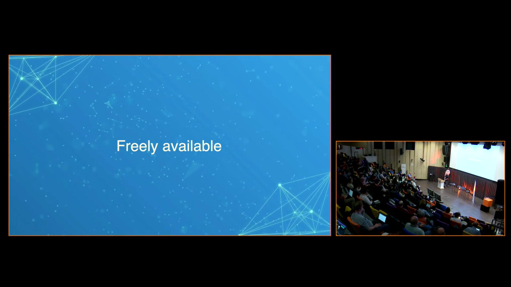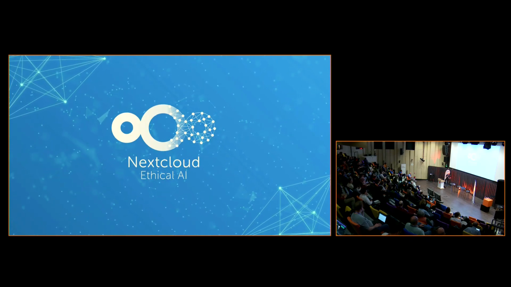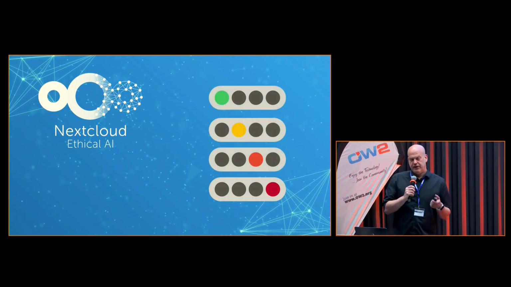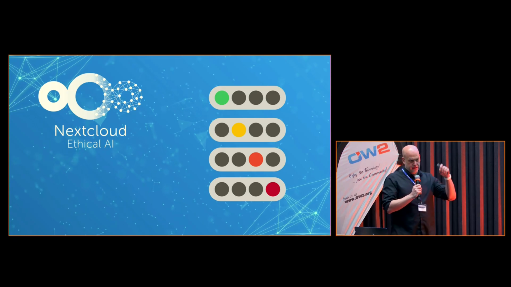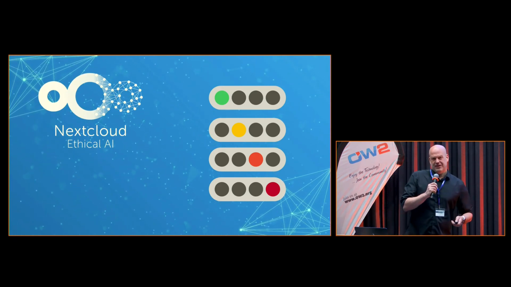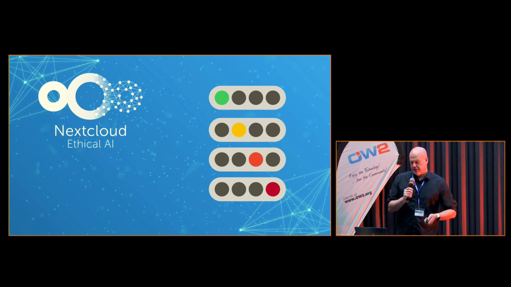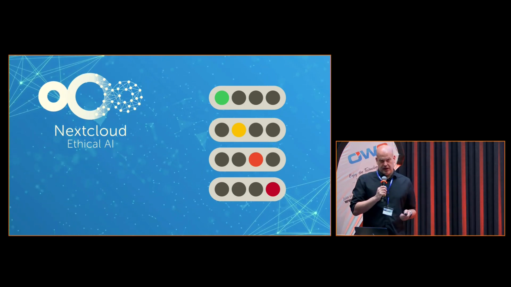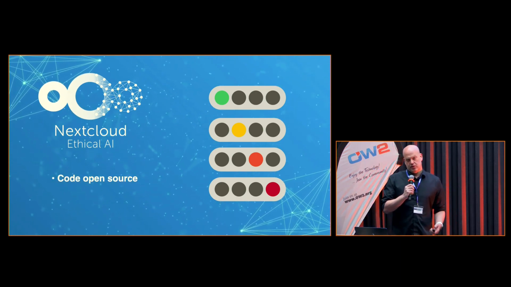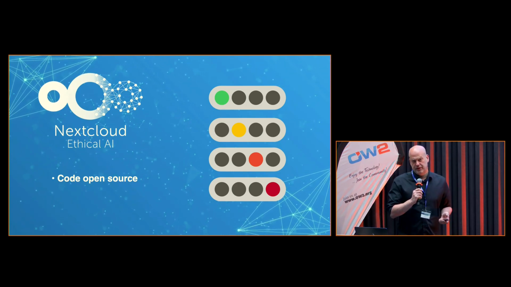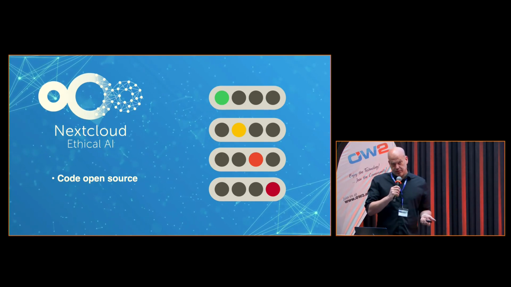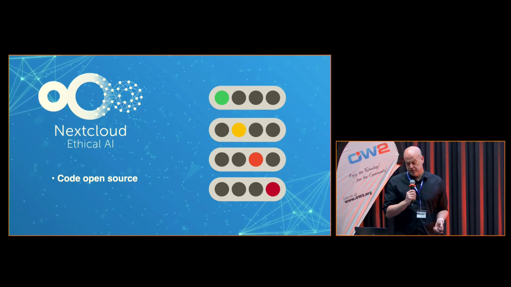So what we did then is that we created this ethical AI framework where we created this traffic light system with different levels of ethical and non-ethical, let's say it like that. And the question is, of course, how we measure that. What we did is we came up with 3 requirements. The first requirement is that the code should be open source. And with code, I mean code to train the model, but also code to run inference with the model to use it. Why is this important?